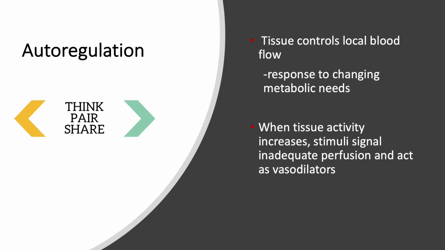Well, if the tissue is not adequately perfused, then we're going to see a decline in oxygen and nutrient levels. And simultaneously, there's going to be an increase in carbon dioxide, lactic acid, and hydrogen ion. Those local changes in that chemical environment can act as local vasodilators. So they act as a stimulus to cause dilation within those arterioles. And therefore, we can return the local blood levels to where they need to be to get adequate perfusion.